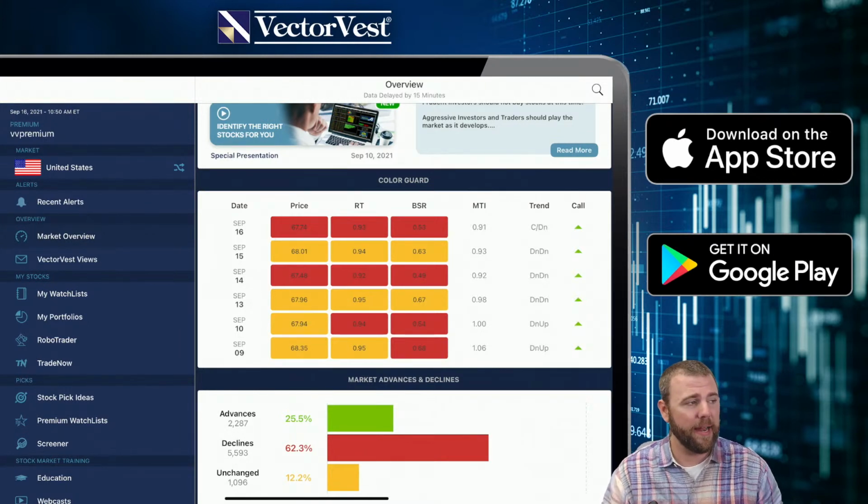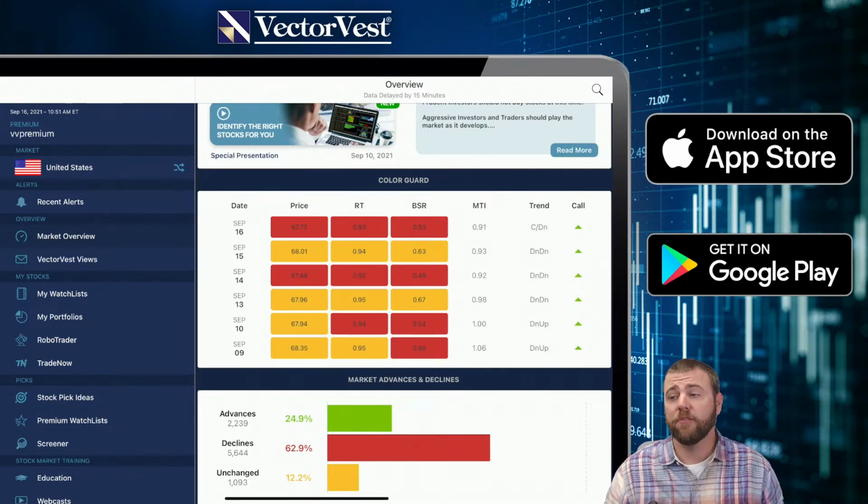Because right now, if the market closed at this moment that we are live right now, we would end up with a confirmed down signal. So that's our most conservative signal that we have here at VectorVest. It's our last signal to get into the market and our last signal to get out of the market. So you never want to ignore that confirmed call change.